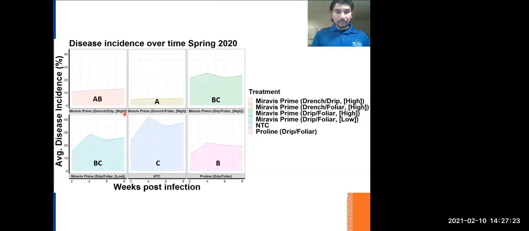But we did repeat in the spring, and we saw some more separation of these different methods of application. In particular, we saw the drench followed up by the foliar application had a significant reduction of disease compared to all other treatment groups. We also saw Proline performed, again, significantly better than control, but significantly better than the Miravis Prime treatments, which were done similarly at the high and low concentration using a drip followed up by a foliar application, as we did with Proline. While the drench applications with Miravis Prime both were more effective than Proline in the spring.